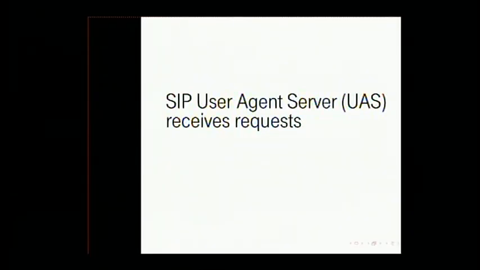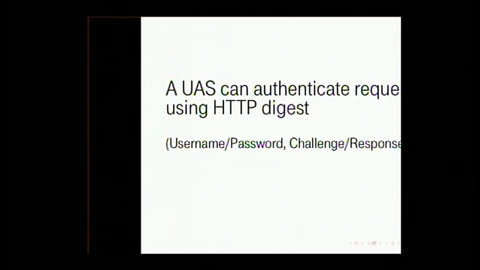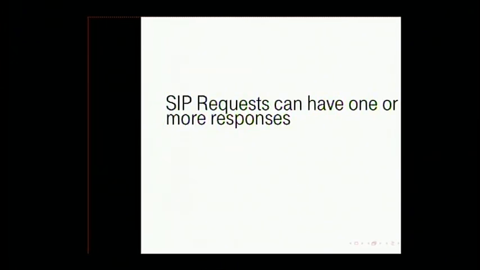Some more terms: the SIP user agent client is simply an entity which sends a request. A SIP user agent server is somebody who receives a request and replies with a response. A user agent server, or UAS, can authenticate requests with HTTP digest, which is a simple challenge response authentication method. SIP requests can have more than one response. In the case of the invite transaction, you have the ringing, which tells you, okay, you have reached the called party, but the headset is still on the hook, and you have the final response if the user picks up the headset.